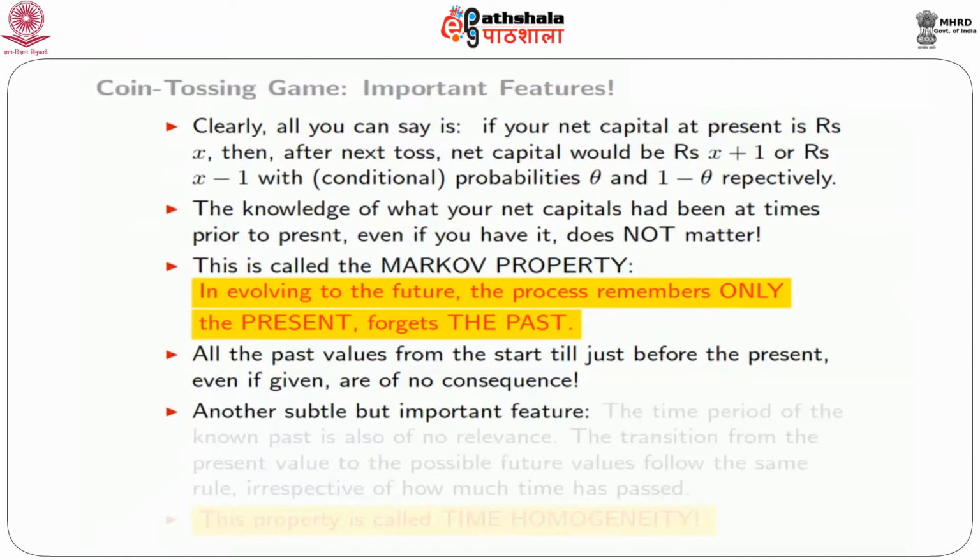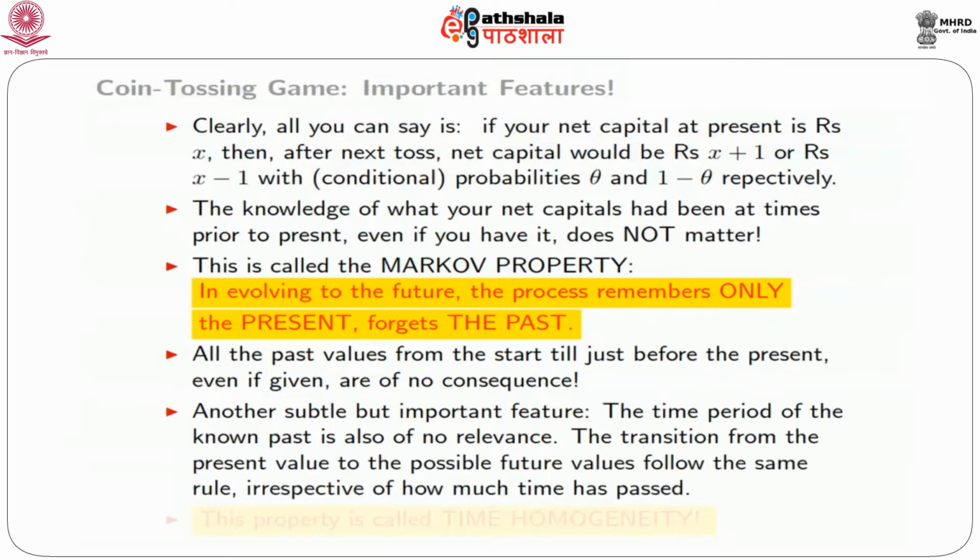Now, there is another, a little subtle but very, very important feature, and that is that the time period of the known past is also of no relevance whatsoever. That means whether your present time is after 50 tosses have been done or whether 5 tosses have been done doesn't make any difference. The transition from the present value to the possible future values follows the same rule irrespective of how much time has passed. This is a very, very important property. This property is called time homogeneity.